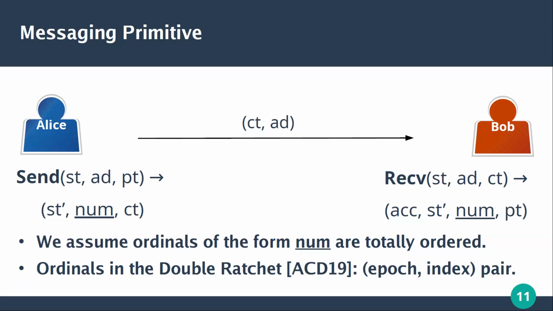One example is the double ratchet, in this formalism from ACD 19. It defines epochs and indices. An index is, in a given epoch, how many messages have been sent in a row by one party, and then epochs increase as messages are acknowledged by different parties in a ping-pong acknowledgement fashion.